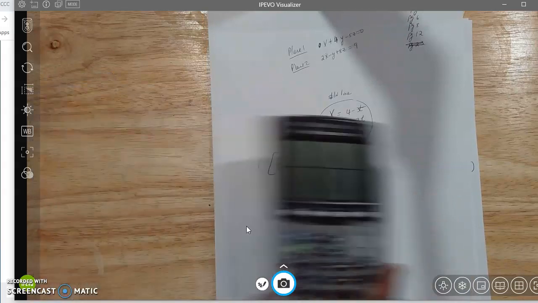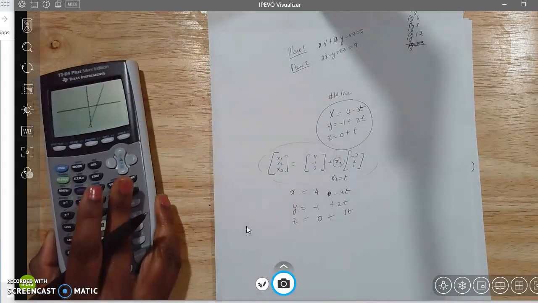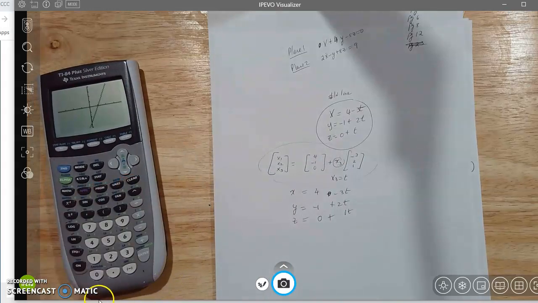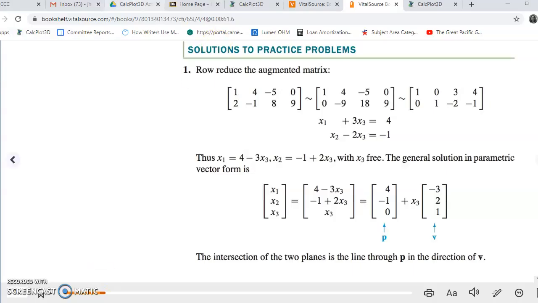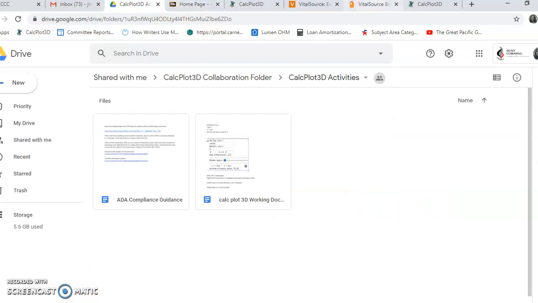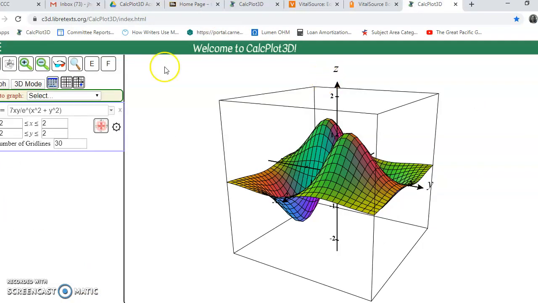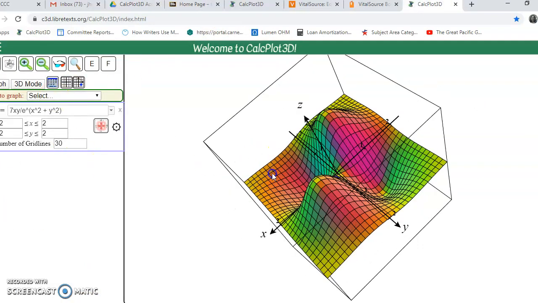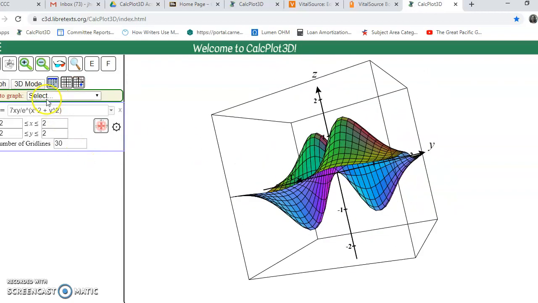Okay, and you can't really plot that on the TI calculator because it's in R3, and that's why I took you to that CalcPlot3D that I really like. I use this in Calc 3 in my classes, so you can do a lot of cool things in there. If you're interested in learning more about that, we can certainly meet face-to-face. So hopefully this helps a little bit and answers your question. If not, please feel free to let me know.